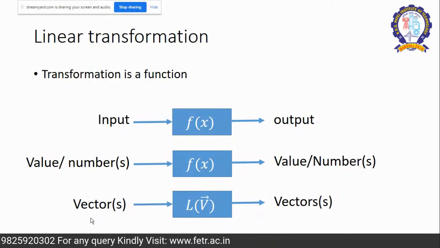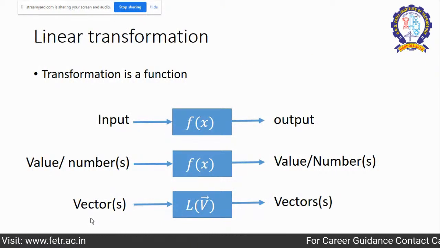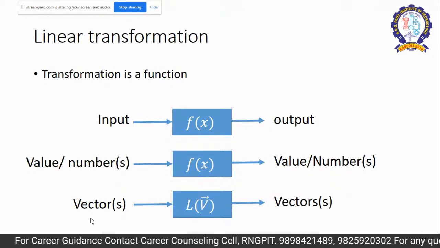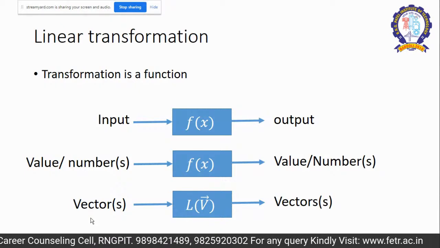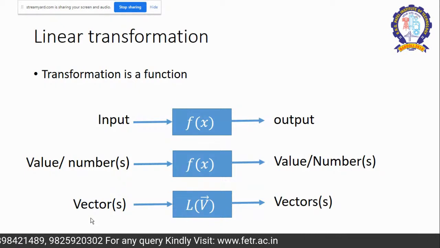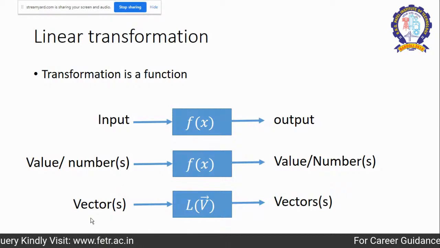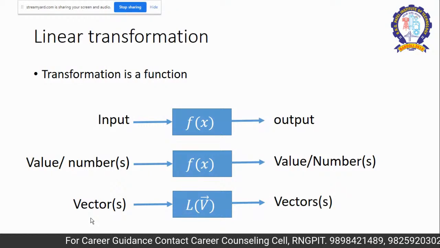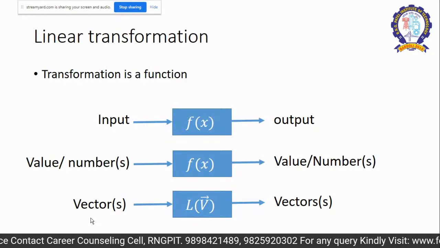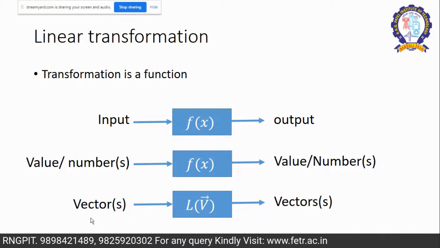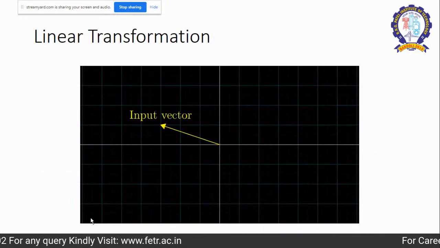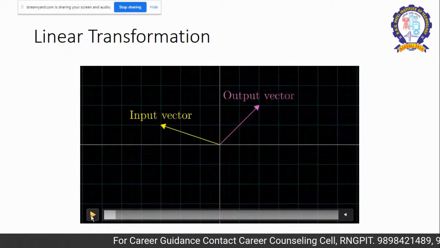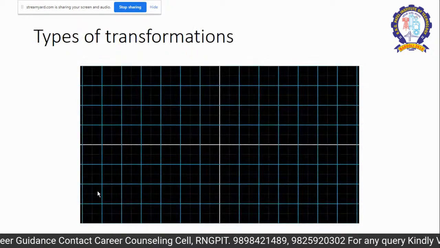Now, linear transformation. A transformation is, first of all, a function. So we are not worried about the transformation itself; it's a linear function. So what is a linear function? Whenever we put something in as input, it gives an output. If you put in values or numbers, it gives values and numbers. And here we are discussing vectors. So we put in a vector, and it gives the output as a vector. So this is a linear transformation.